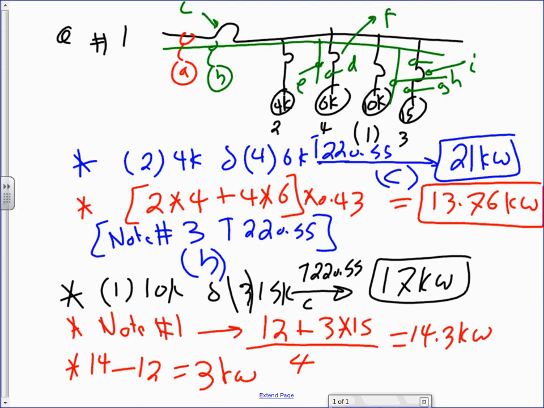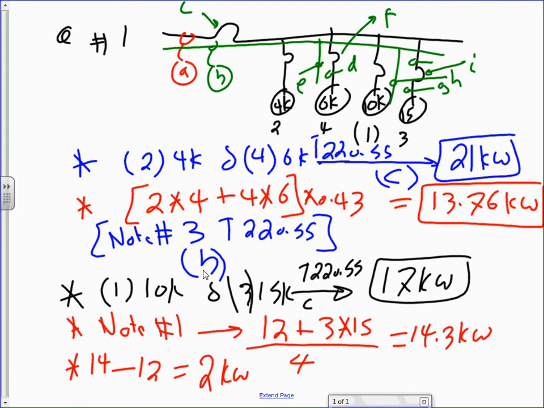What do I want? Thank you. 2 kW. The average is 2 kW away from 12. Then you increase the demand 5% for every kW. The average is more than 12. And that's what we're going to do.